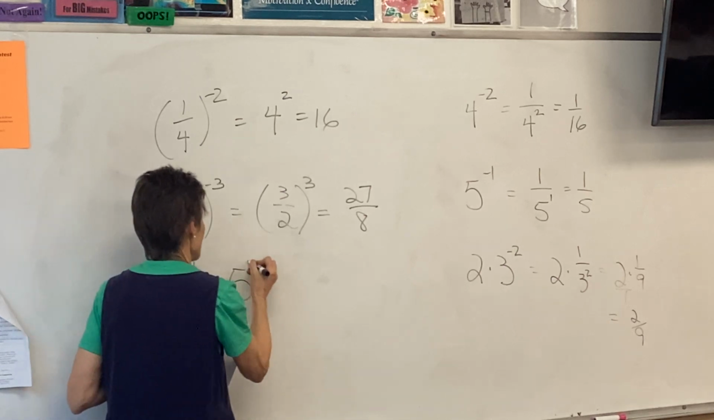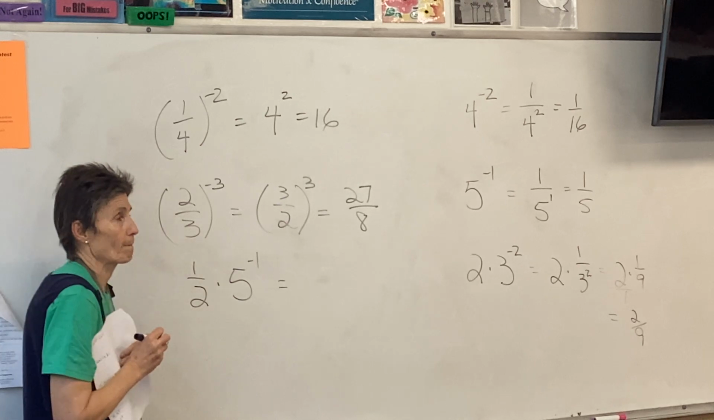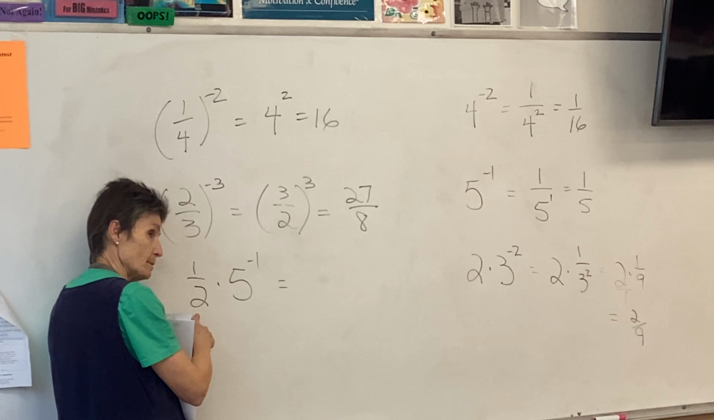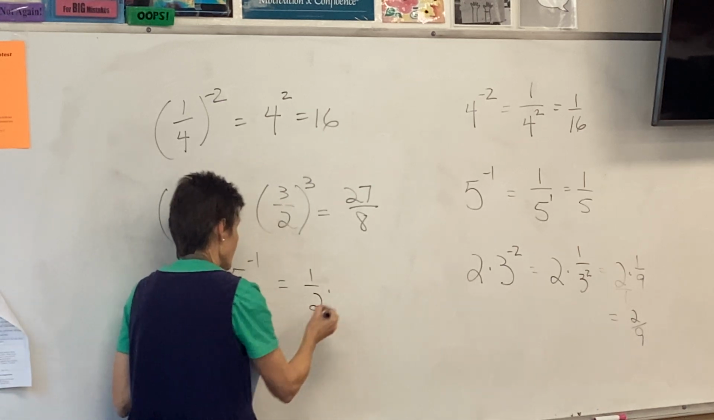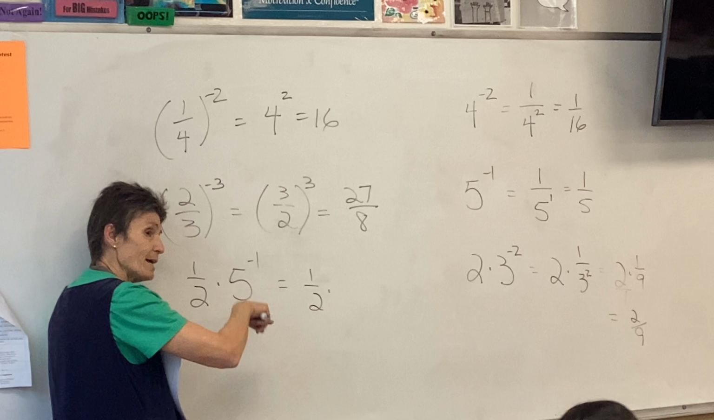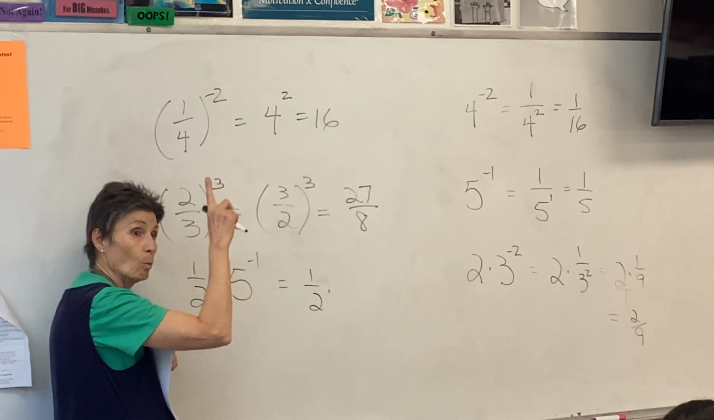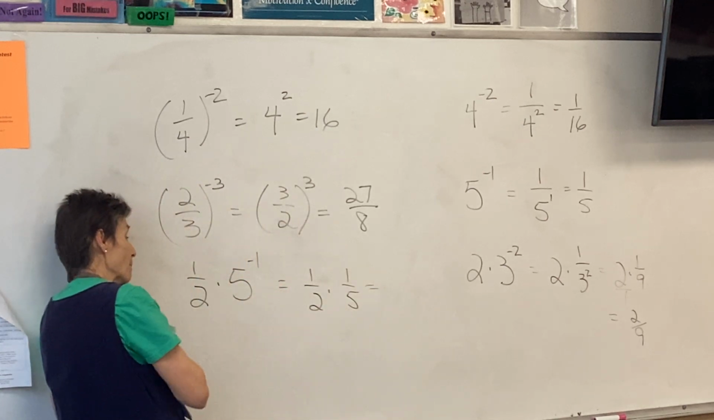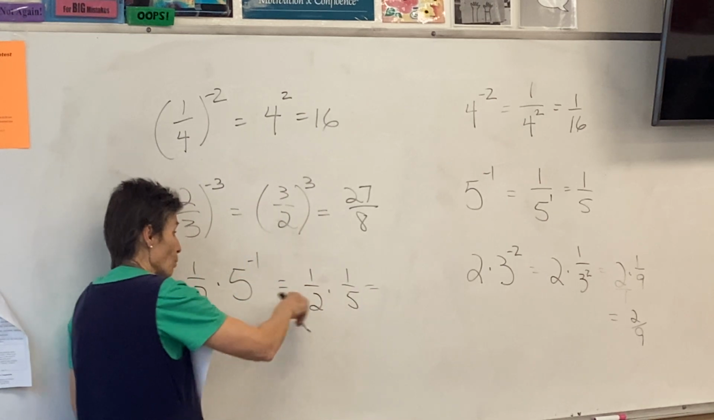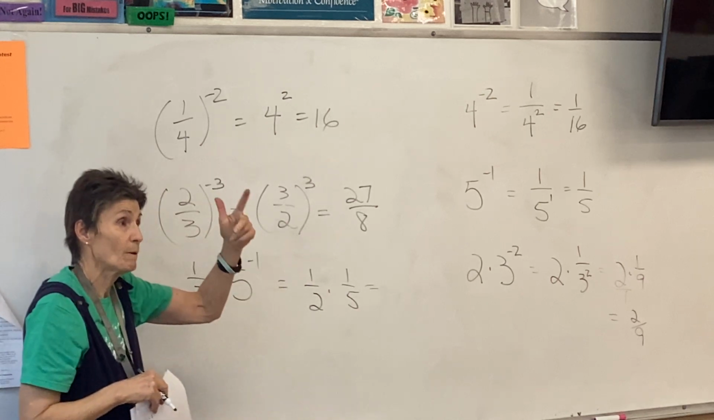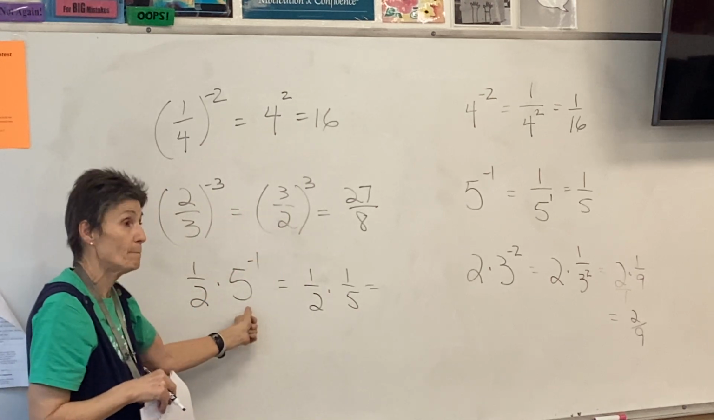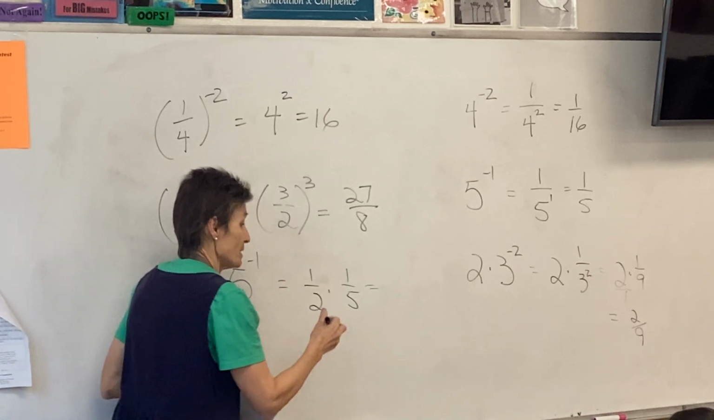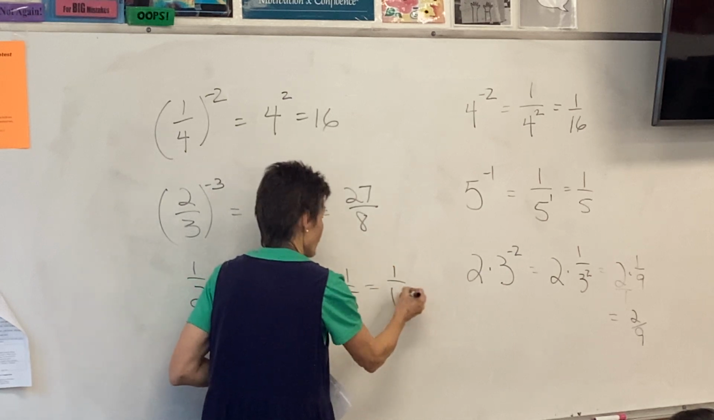1/2 times 5 to the negative first. So this guy, don't do anything to him. He's 1/2. What happens to 5 to the negative first? 1/5? So now I'm multiplying 1/2 times 1/5. Negative exponents flip you. So 5 over 1 becomes 1 over 5. What happens when I multiply these straight across? I get 1 over 10.